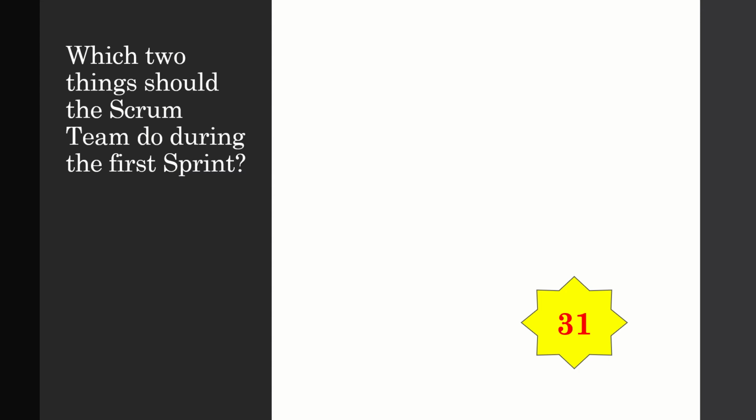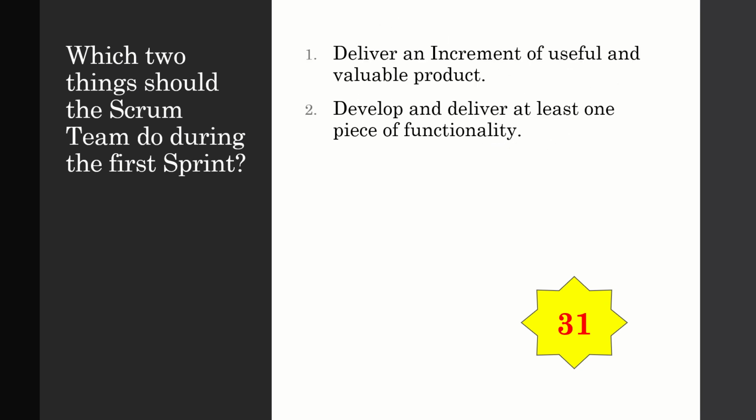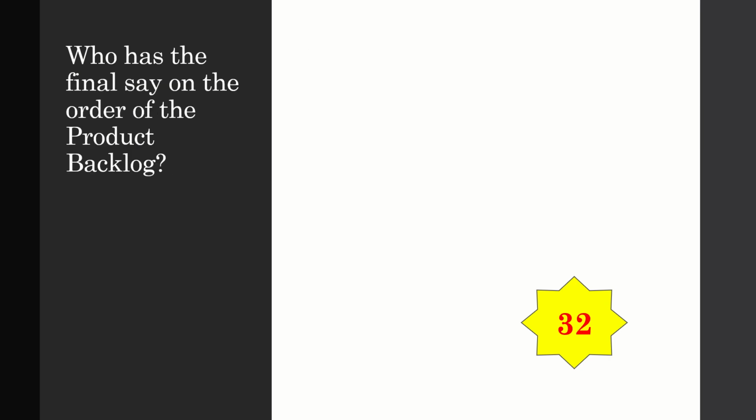Which two things should the Scrum team do during first sprint? Just think about it. I'm giving you a second. One, deliver an increment of useful and valuable product. Two, develop and deliver at least one piece of functionality. Who has the final say on order of product backlog? Product owner.